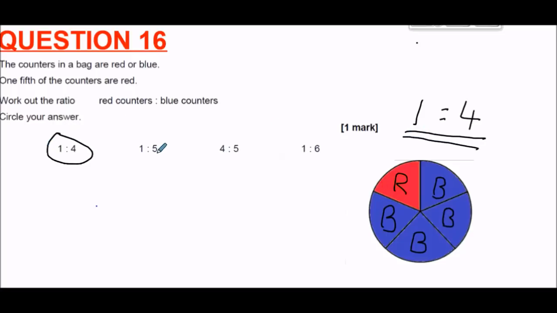A tempting answer is 1:5 because it mentions fifths. That's almost, dare I say, a trick question. It's not really a trick question, but it's very misleading. So just think, even if it's a 1-mark question, take your time, think about it, and return to it after the exam to see if you've got it right or you may have made a mistake. That one's 1:4. For every 1 red, there's 4 blue.